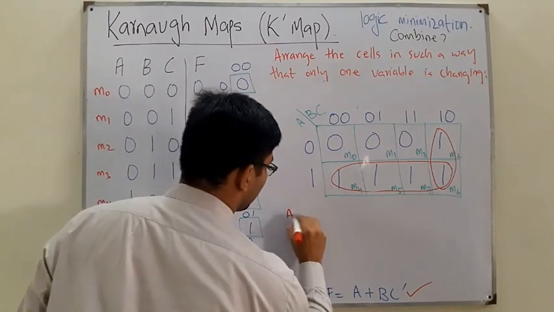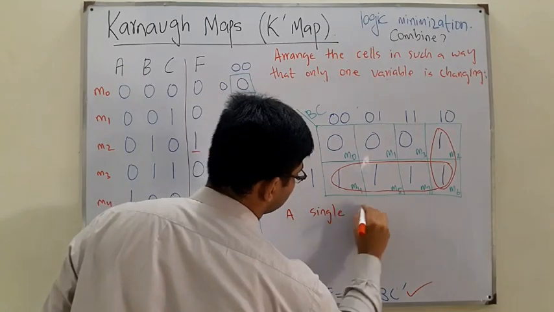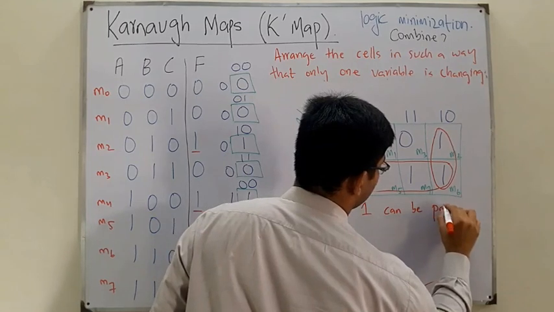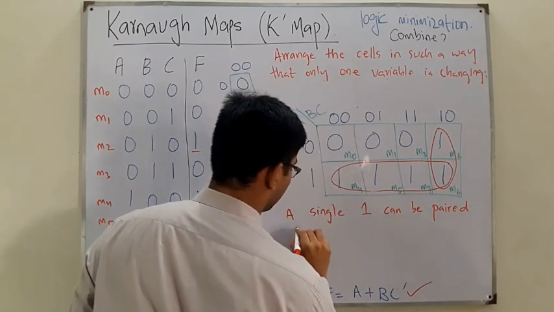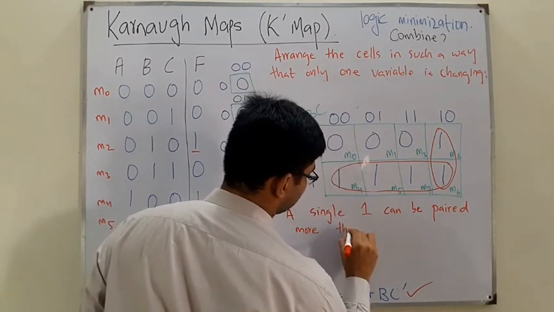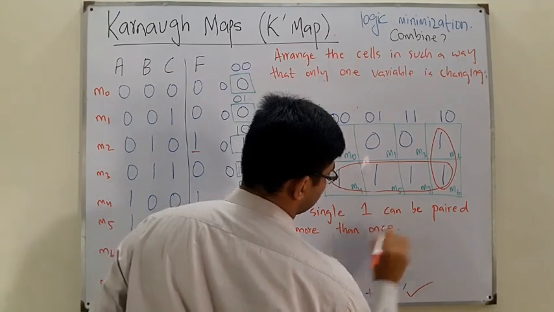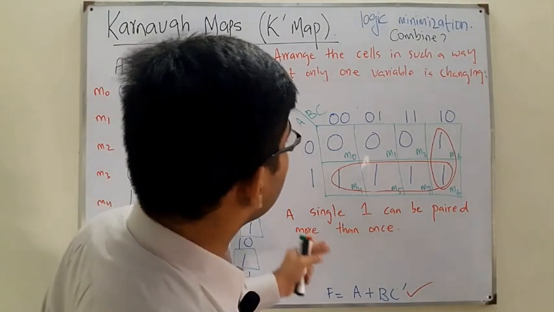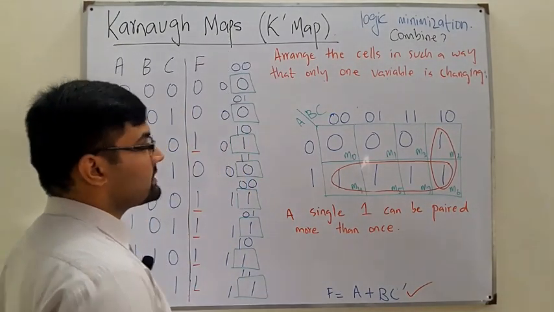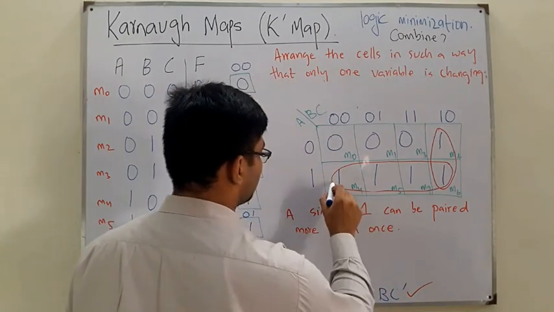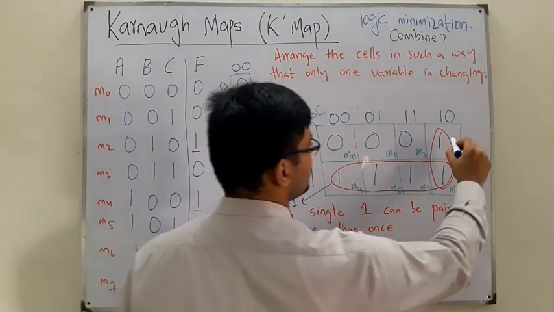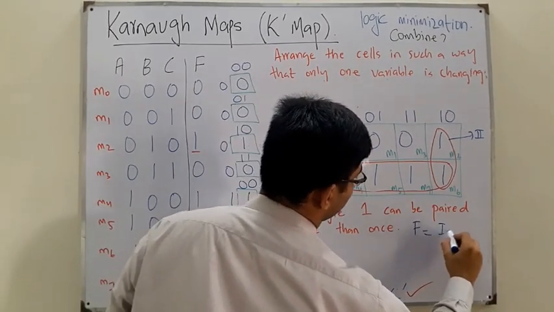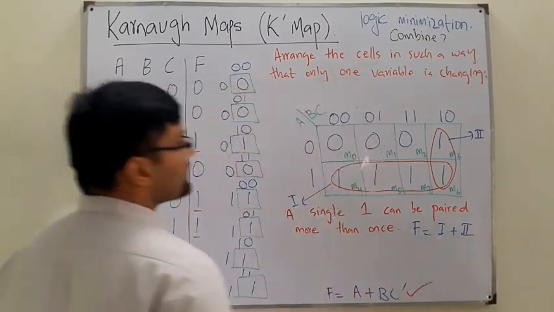Okay. A single one can be paired more than once. All right. So now you have a look. Let's say this is the first group of ones, and this is the second group of ones. So I can write this function as group 1 plus group 2. All right.